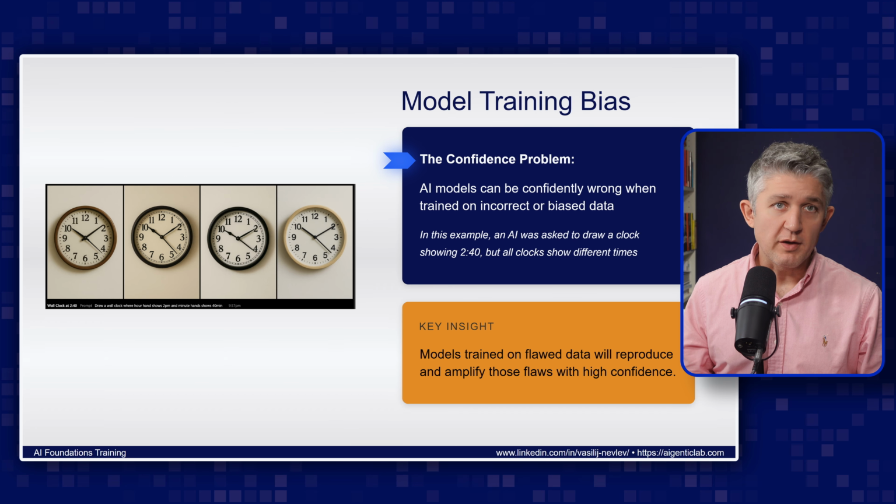Naturally, as we train models on internet data, they inherit bias from that data. The key insight: models trained on biased or incorrect data will amplify those issues. Confidence does not equal correctness. There are many sources of bias. Let's walk through some of them.